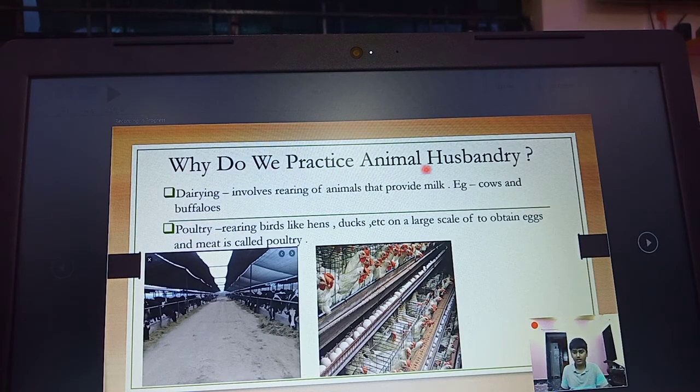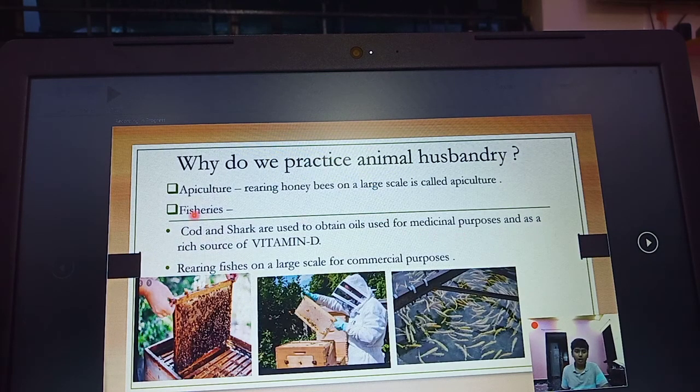Now, why do we practice animal husbandry? We practice animal husbandry for dairying, for poultry, for apiculture, and for pisciculture. Rearing honeybees on a large scale is apiculture. Fishery means cod and sharks are reared or used for obtaining oil used for medicinal purposes and as a rich source of vitamin D. Rearing fish on a large scale for commercial purposes is pisciculture.